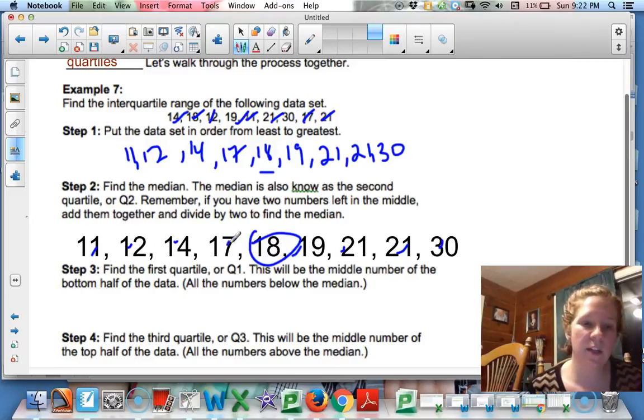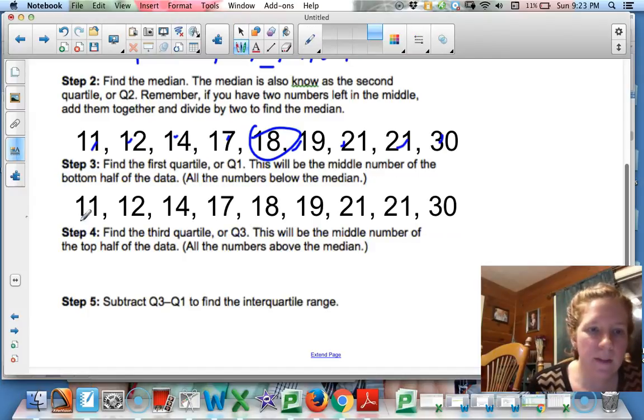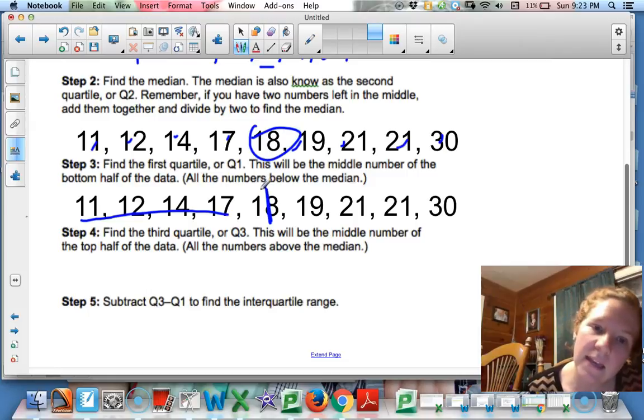So that's going to be my Q2. For the first quartile, what you're going to do is find the median of the bottom half of the data. So what I typically do is I underline this bottom half. Do not include your median in that bottom half. Your median is your Q2, and it's already been spoken for.